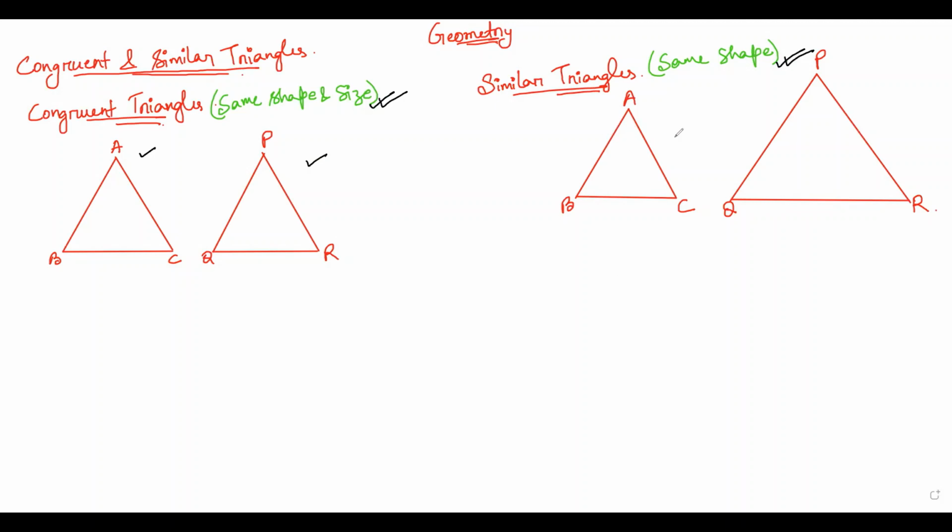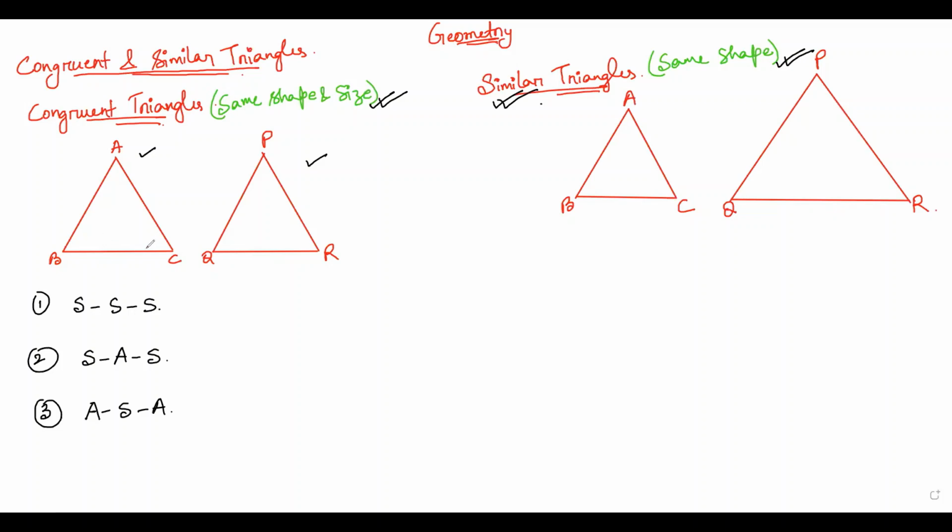Whereas in this case, the two triangles ABC and PQR, though they have the same shape, don't have the same size. So in this case, these two triangles ABC and PQR can be termed as similar triangles. Now, there are some conditions by which we can say any two triangles are congruent triangles or similar triangles.